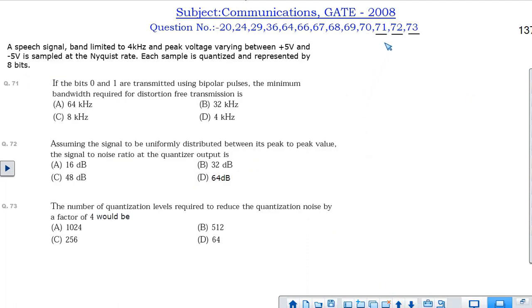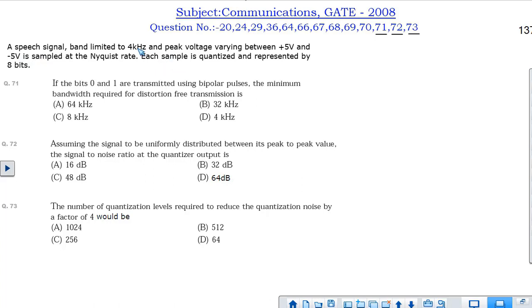Next, question number 71, 72 and 73. These are the three questions. They are having common data, and it is given that a speech signal band limited to 4 kHz and peak voltage varying between plus 5 volt and minus 5 volt is sampled at Nyquist rate. Each sample is quantized and represented by 8 bit.